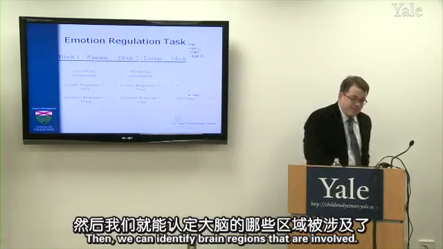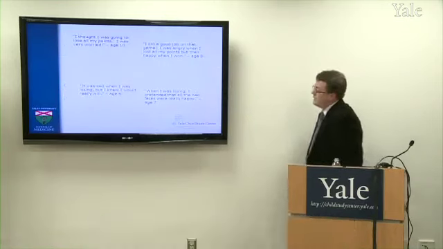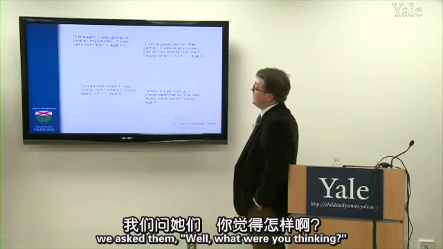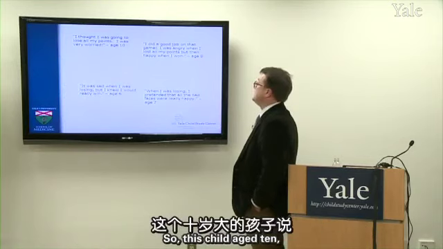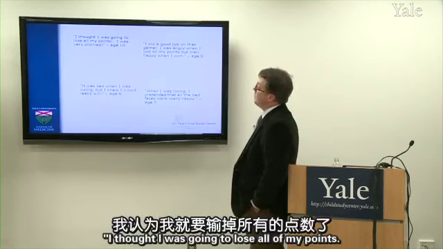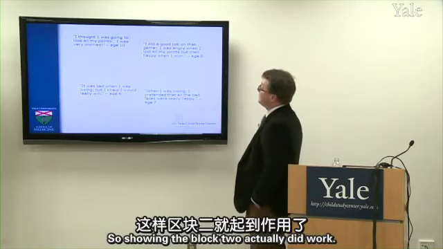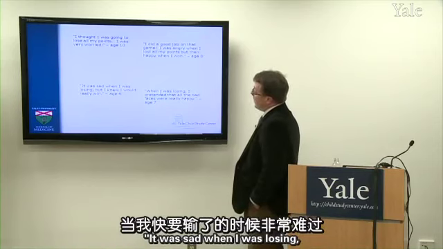And we can then identify brain regions that are involved. And just to show you that the task actually worked, when the kids got out of the magnet, we asked them, well, what were you thinking? And so this child, age 10, said, "I thought I was going to lose all my points. I was very worried," showing that block 2 actually did work.